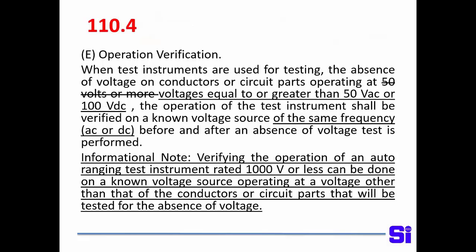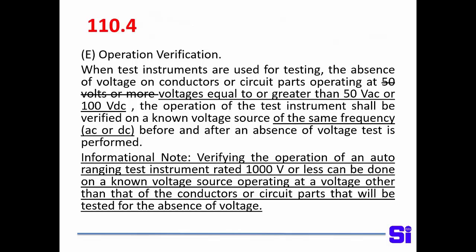But it says the operation of the test instrument shall be verified on a known voltage source. That's been existing. Then we say of the same frequency, AC or DC. So that's an important thing, because I may be able to pick up a voltage that's close by, but it may not be AC if I'm testing DC, or vice versa. So what we're saying is, if it's an AC source, you have to test and verify your test instrument on an AC source. Then we go down, we say informational note.